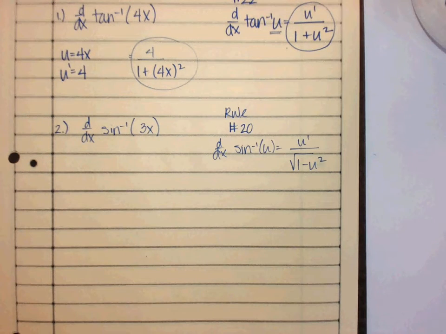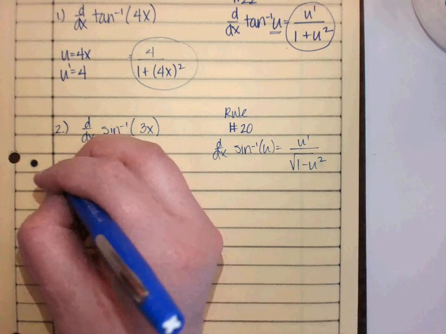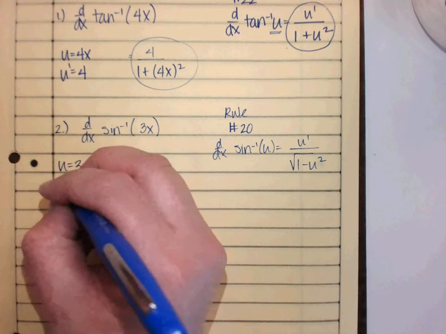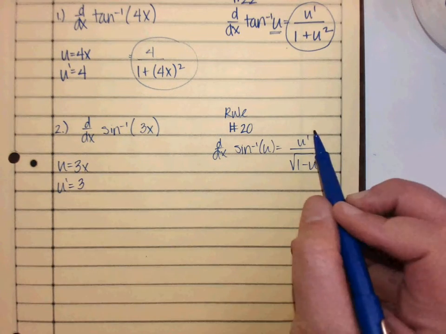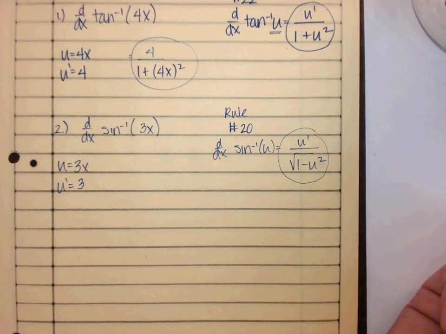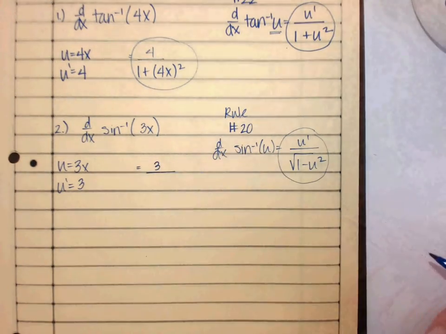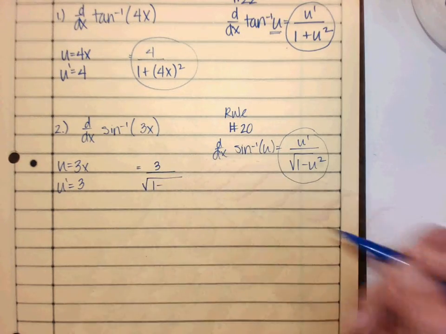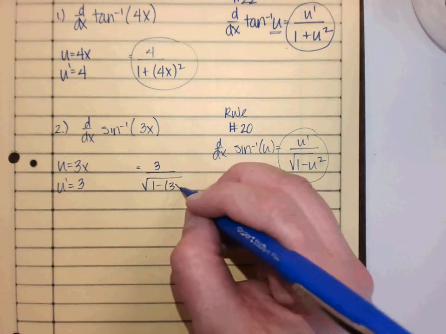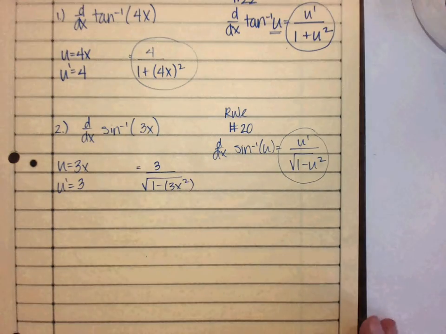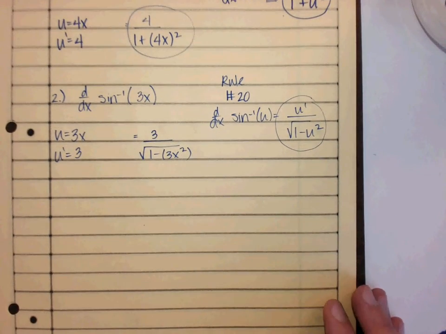Okay? So from here, what is my u in the inverse sine equation that's given to you? What is your u prime? 3. Now I'm using my formula right here. U prime goes on top. What is it? 3 over square root 1 minus, and then my u is 3x squared. What's wrong with that? Something's wrong with it. My squared's in the wrong spot. That's wrong. Where should it be?